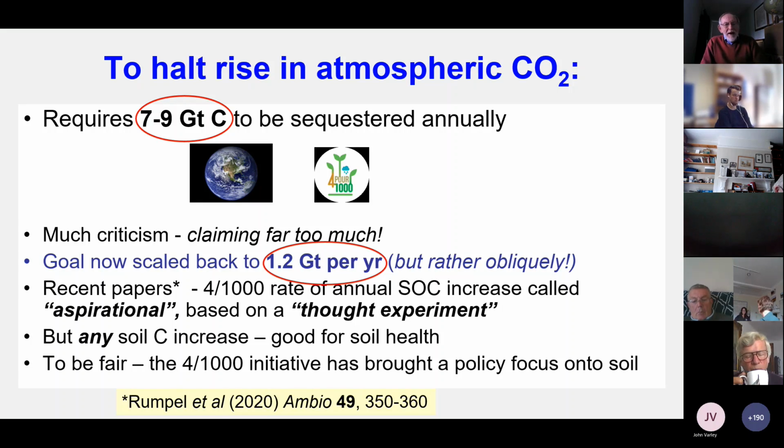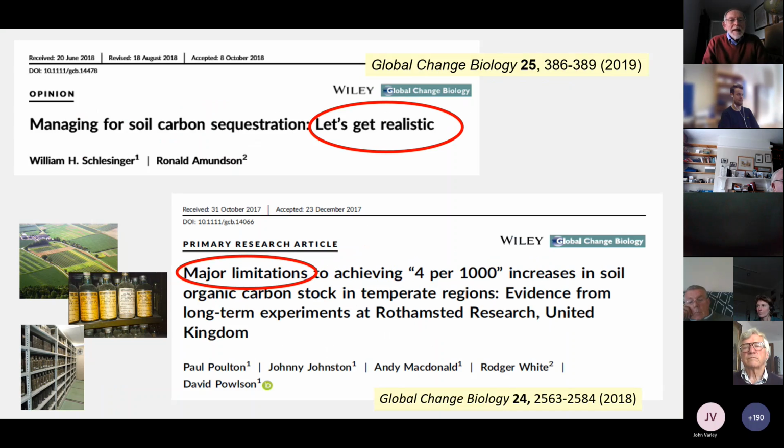And again, to be fair, this initiative, even though I'm very critical of it, has come to the attention of policymakers and brought a policy focus onto soils, which is good. It's good that politicians actually care about soils, maybe now, which most of my lifetime has not been the case.